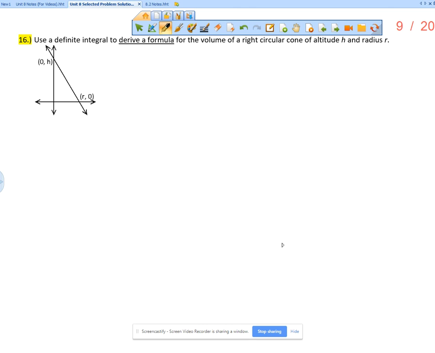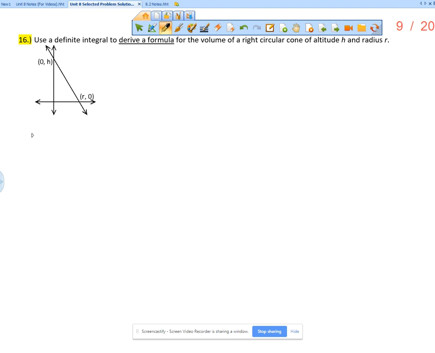This is the solution for section 8.2, problem number 16. It says use a definite integral to derive a formula for the volume of a right circular cone of altitude h and radius r. You're given the graph here where we see the x and y axis, and then we see this line that goes from (0, h) to (r, 0).